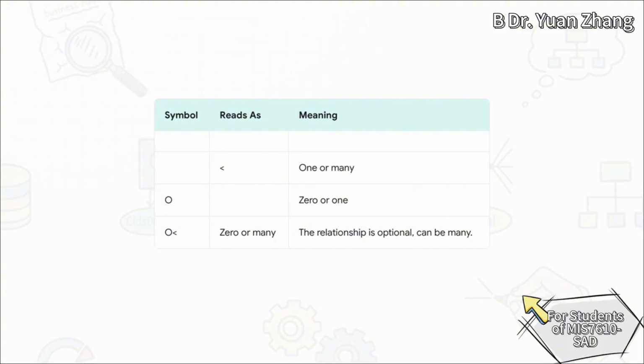We need to add what's called cardinality. This is just a fancy word for the rules of the relationship. It answers the question, how many? We use these little symbols at the end of the line to be super precise. You've got your one and only one mark, the one or many, 0 or 1, and 0 or many. These are the symbols that bring the business rules to life.